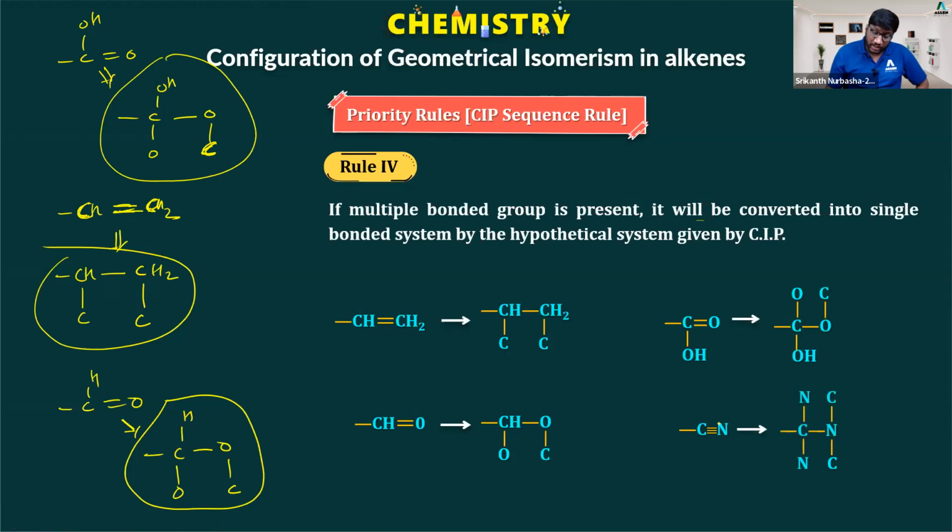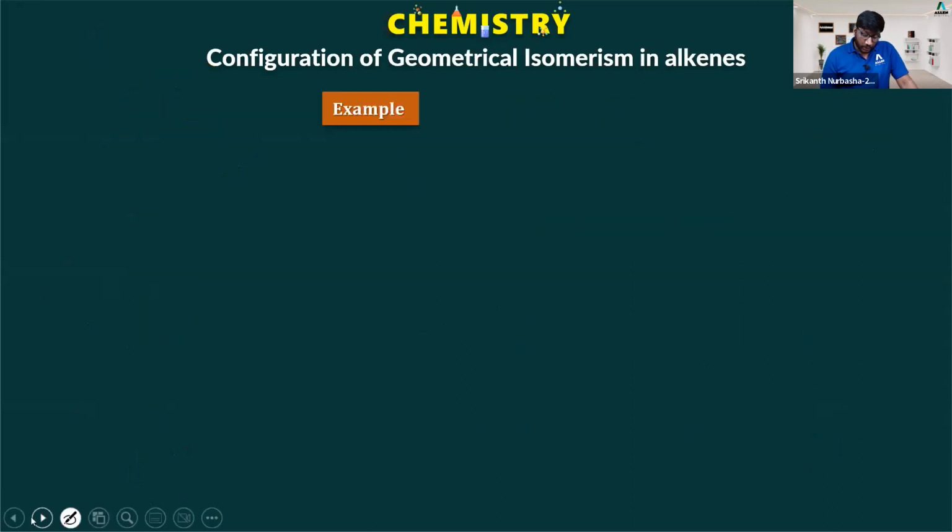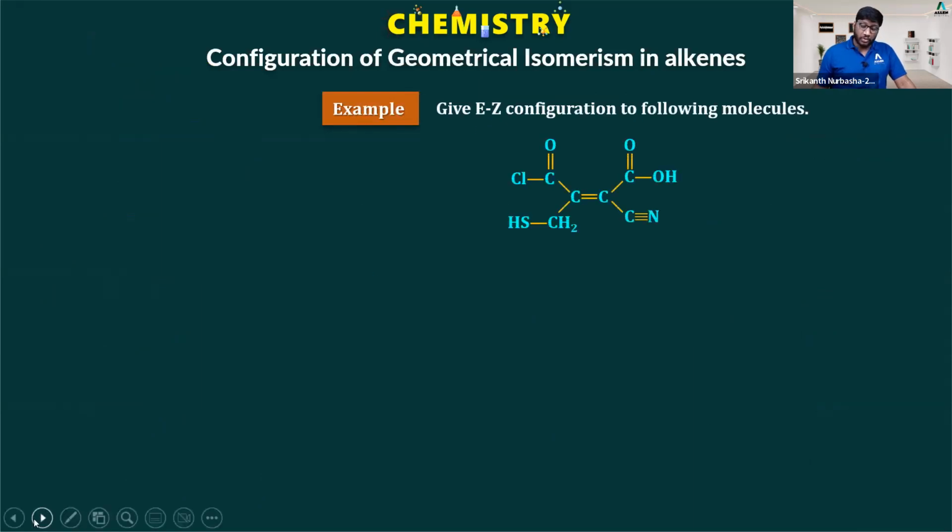C triple bond N, how to give the connection? C triple bond N means carbon connected to nitrogen. So triple bond is there, so two more nitrogens should be connected. Nitrogen connected to carbon, so two more carbons should be connected. So now we can actually give all the high priority and low priority assignments. Try to give the assignment here. Give the EZ configuration to the following molecules. To this molecule, give the EZ configuration.